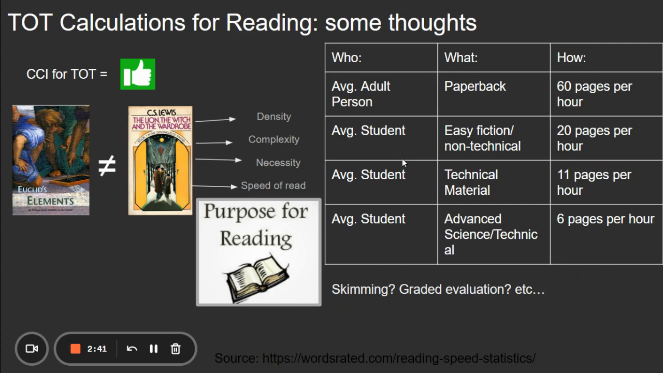The average student looking at technical material, which is a little bit denser, is getting into a time or pace at about 11 pages per hour. And then the average student getting into those upper level courses, the deeper philosophy, theology, science, psychology, etc., is slowing down to about 6 pages per hour in that advanced science and technical reading. And even these are averages.